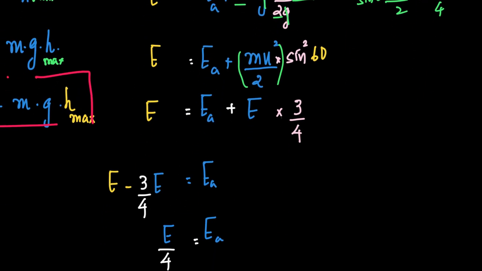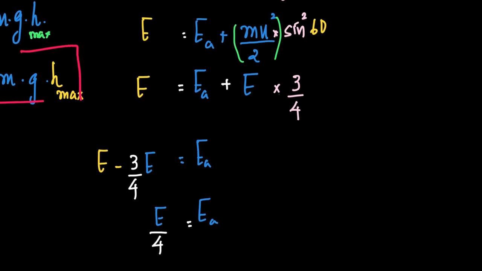And if we bring 3 by 4 E to the LHS, what we have is E minus 3 by 4 E is equal to EA. And therefore, 4E minus 3E is E. E by 4 is equal to EA. What is EA? EA is kinetic energy at the highest point, which is equal to E by 4.